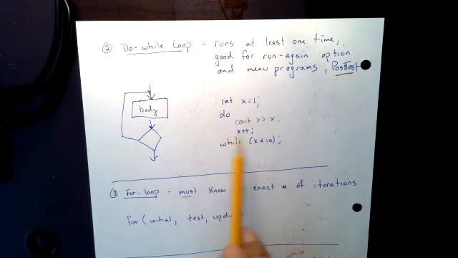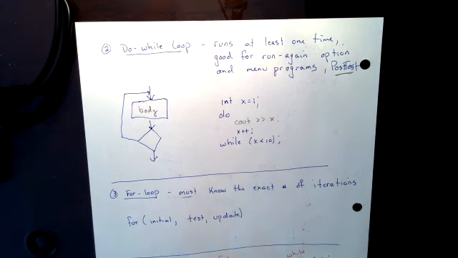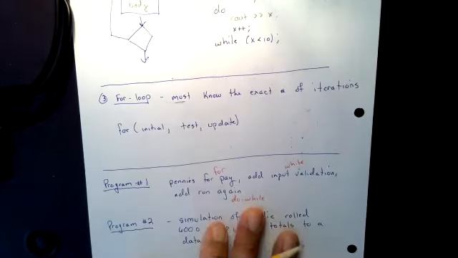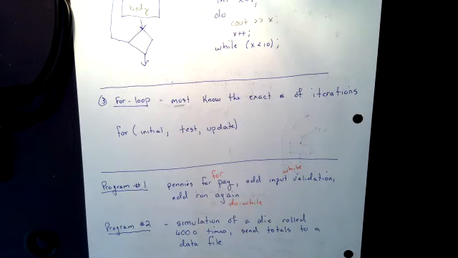Quick example, int x equals 1, do cout x plus plus while x is less than 10. Okay, it's going to go at least once because my check isn't until I get down here to the bottom. And then finally, the one that you use 90% of the time, not always, because the while loop is definitely coming back in the do loop. There are times we use each one of those.